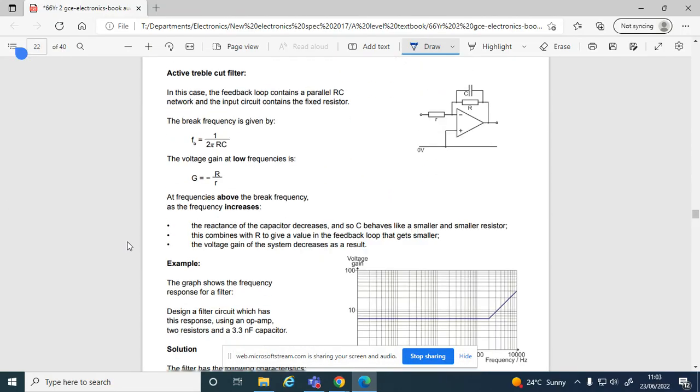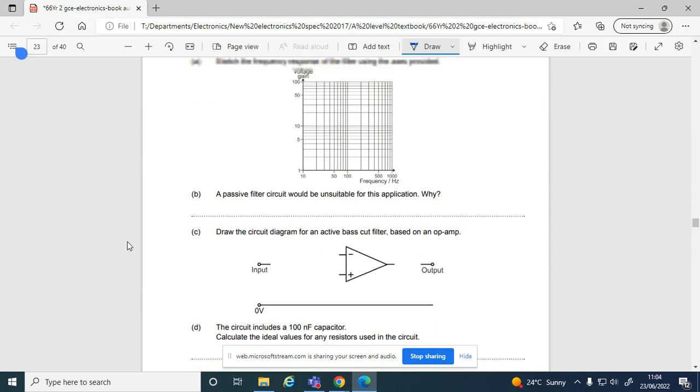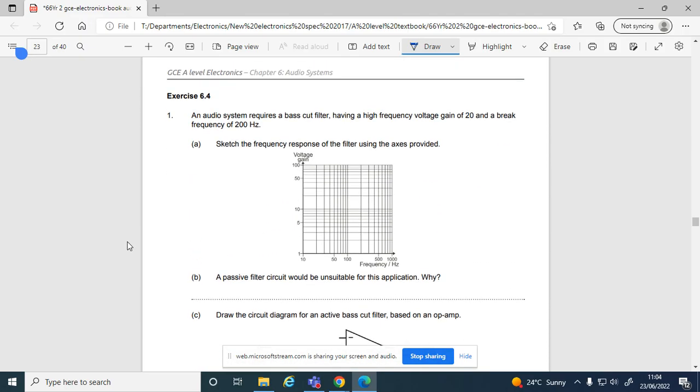Moving on to the next one. Should hopefully have time to do this one with you as well. Oh, you can see I've not got the best screen.